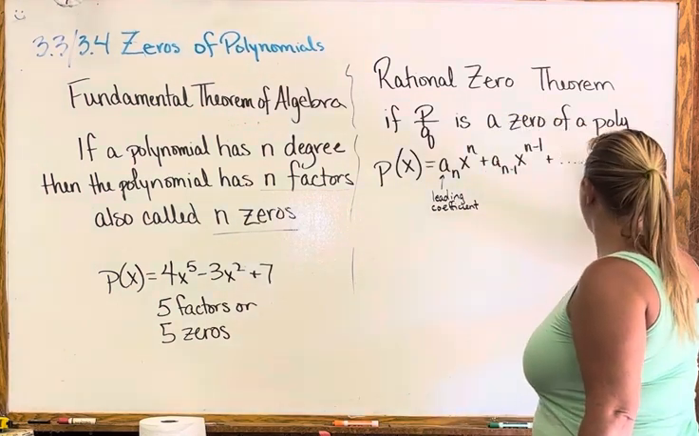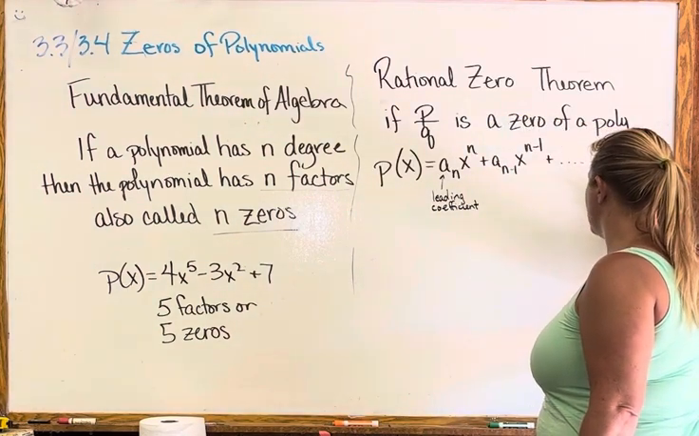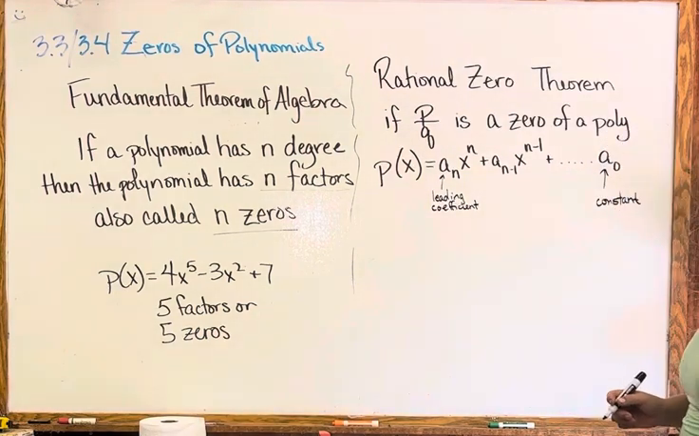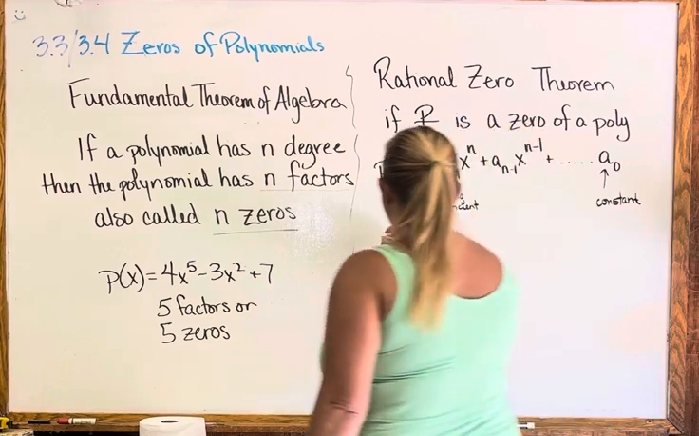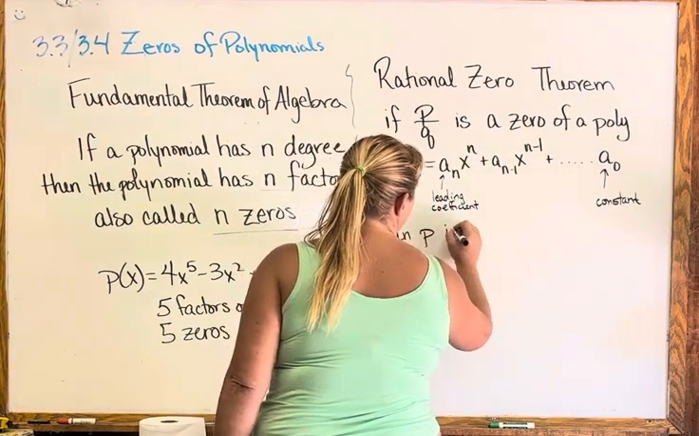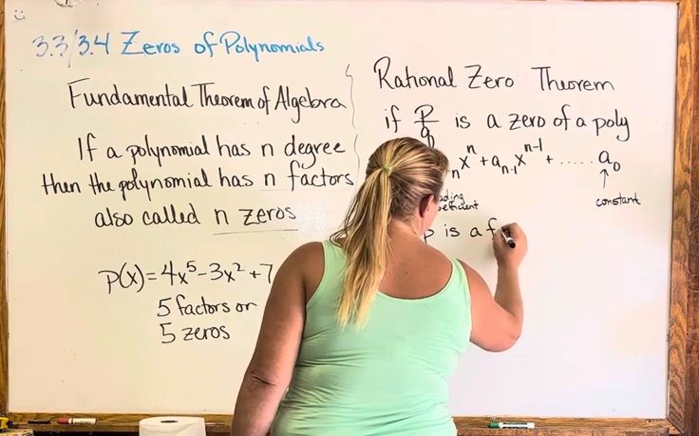And here we have the constant, and that's important here. So if P over Q is a zero of the polynomial, then P is a factor.